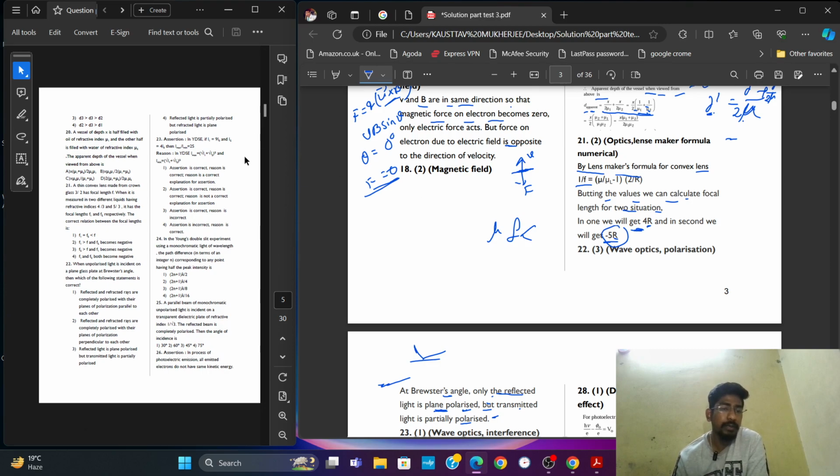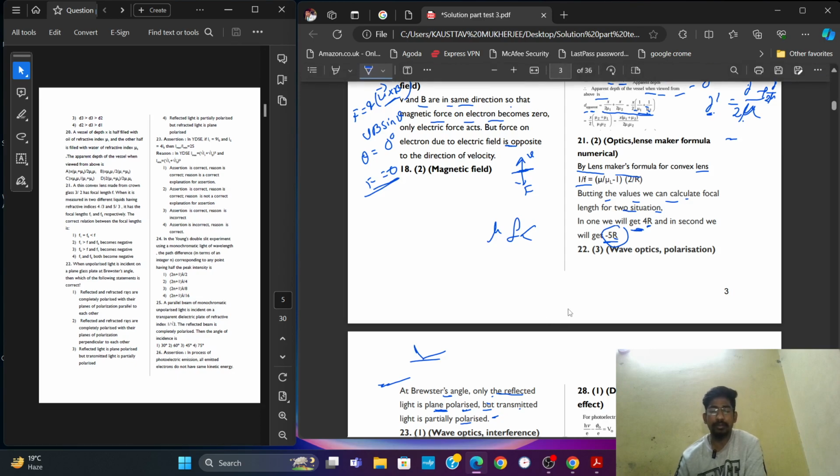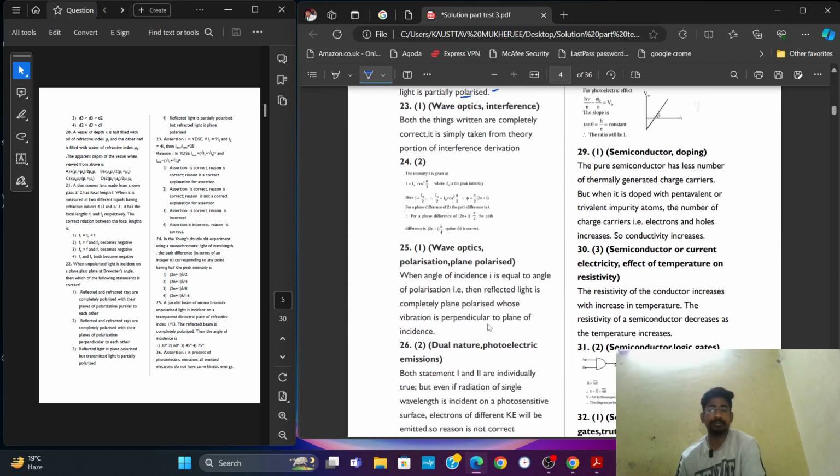Another assertion-reason question. In Young's double slit experiment, I1 equals 9 I naught, I2 equals 4 I naught, and I max by I min equals 25. This is the classic formula, right?